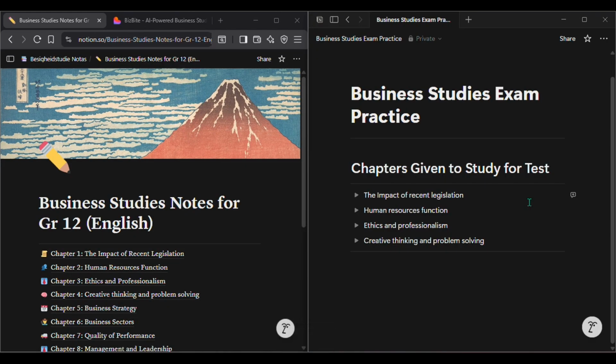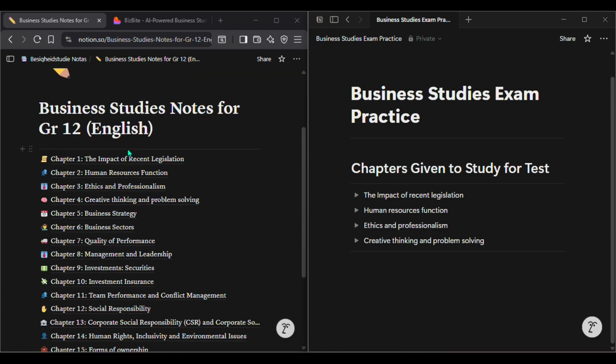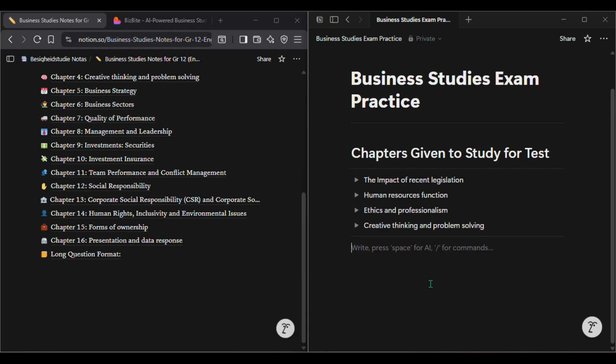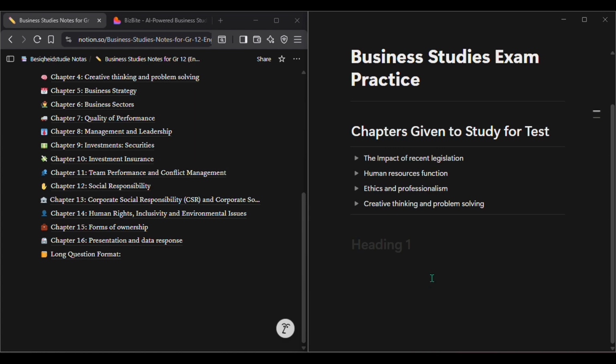Now, on the other side, we have the notes that we'll be using to help us answer the questions. And on the right-hand side, we have Notion open, where we will be answering the questions. So let's start right ahead. Those are the chapters that you most likely have been given to study for the upcoming test. Important to note, we will only be answering the questions related to the chapters that we've been given to study. That means anything that does not fall within those chapters, we will not be studying. So let's go ahead and get started.